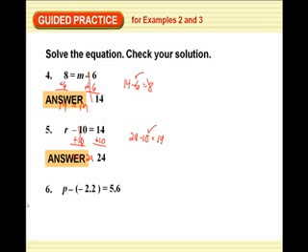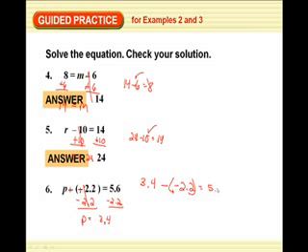Now this one, remember, always simplify. There's a minus and a negative, so we can change that. So now it's p plus 2.2. How do you get rid of the plus 2.2? You minus 2.2. Those cancel out. P equals 3.4. So let's check it. 3.4 minus negative 2.2 is 5.6. And if you change those and add them, you get 5.6. So our answer is 3.4.